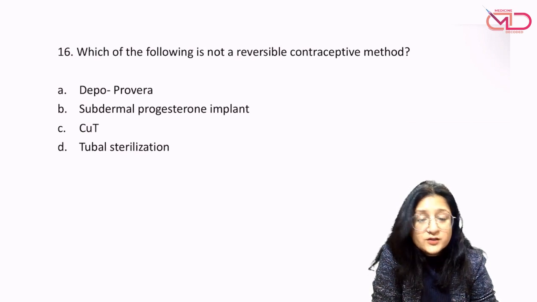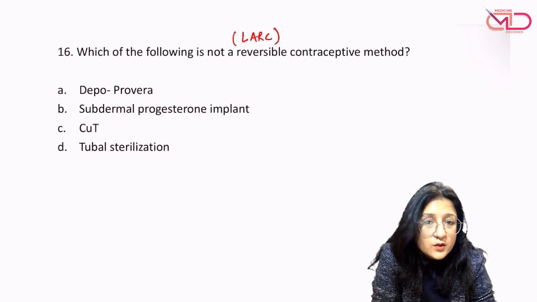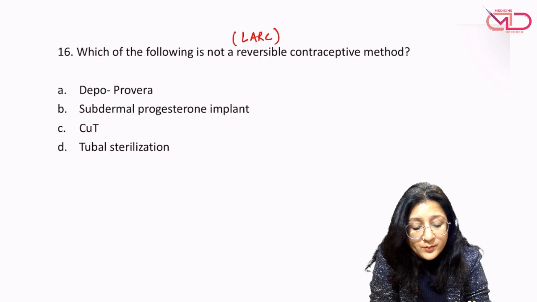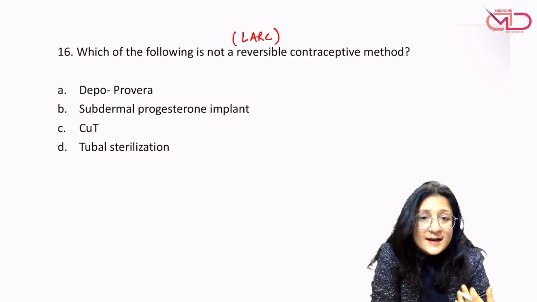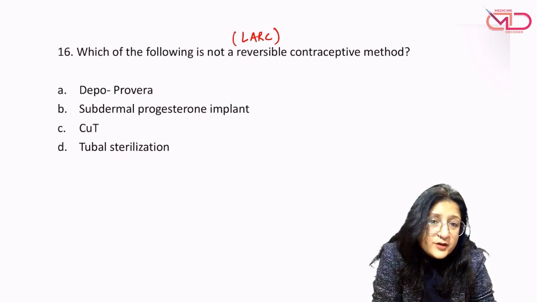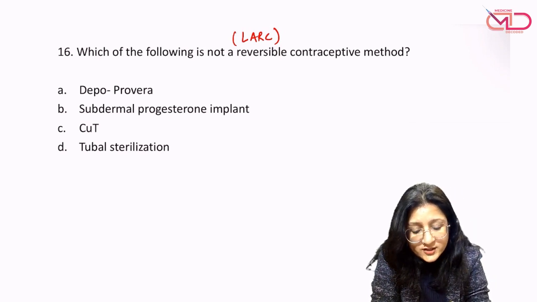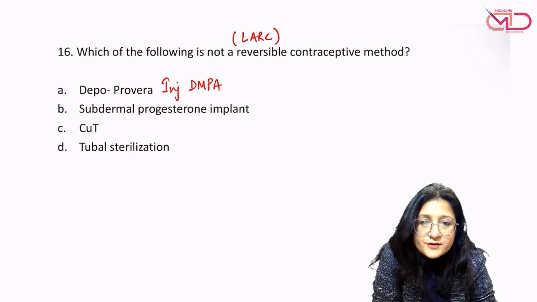So the language of the question could have been a reversible contraceptive method, or they may have called it LARC, long acting reversible contraceptive methods. So Depo-Provera, that is injectable progesterone, injection of depo-medroxyprogesterone acetate, right? Injectable DMPA, that is a 3-monthly injectable progesterone only contraception, right?